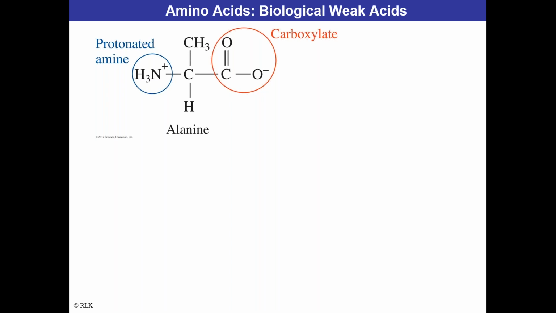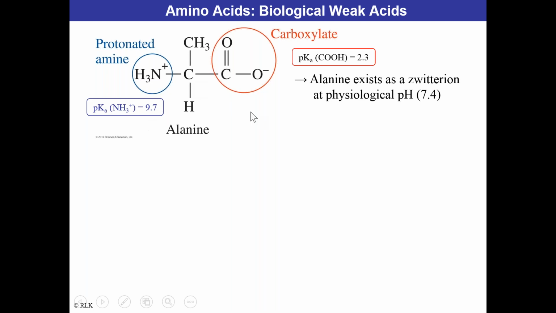These are generally regarded as biologically weak acids. So here's alanine. It has a protonated amine, and it also has a carboxylic group here. The pKa of this carboxylic group right here is 2.3. And the pKa of this protonated amine, again, all in the same amino acid, is 9.7. So alanine exists as a zwitterion, we call it, meaning it has both negative and positive character at physiological pH.